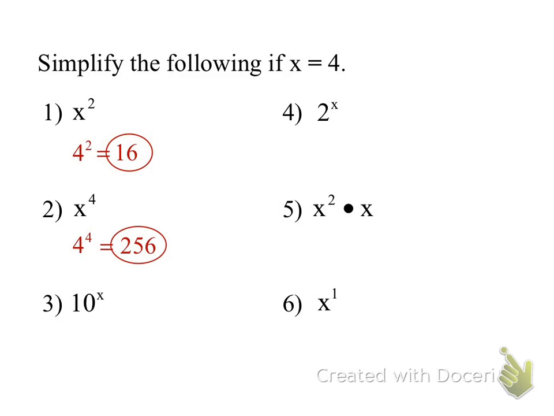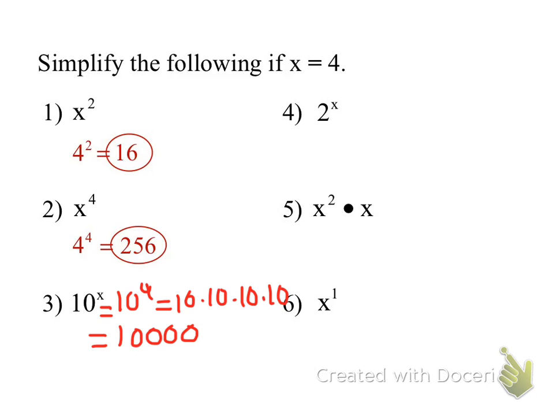What do we have here? Sergio? Okay, so you have 10 to the 4th power. And what does that equal? 10 times 10 times 10 times 10. And that ends up being? Is it 1 million? 10,000. How many zeros? 10,000.